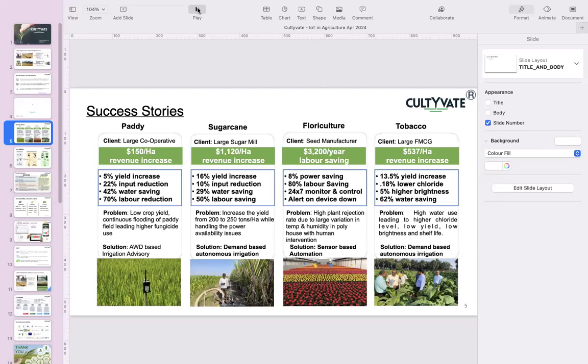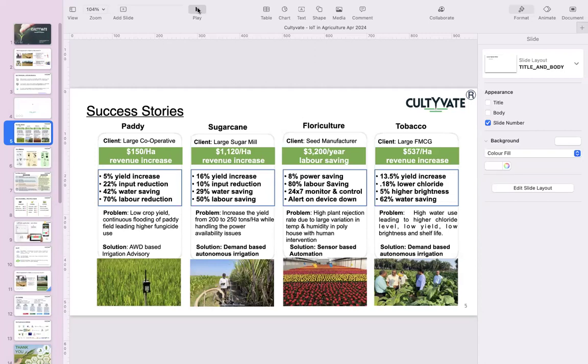So our value proposition to farmers is, yes, you are going to get higher yield, because with any technology, if you use it properly and judiciously, you will be able to get higher yield, first thing. And second, it's going to reduce the input consumption. Third, it's going to save water. And most importantly, it's going to reduce his labor.